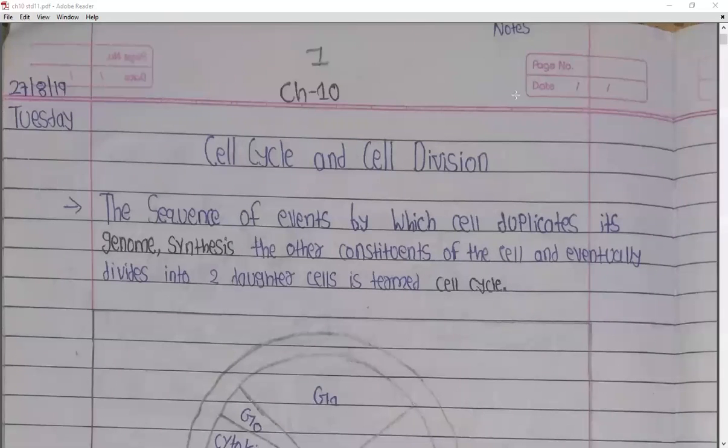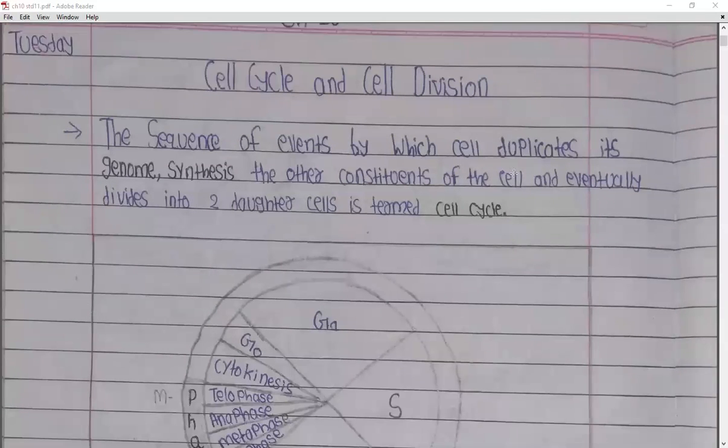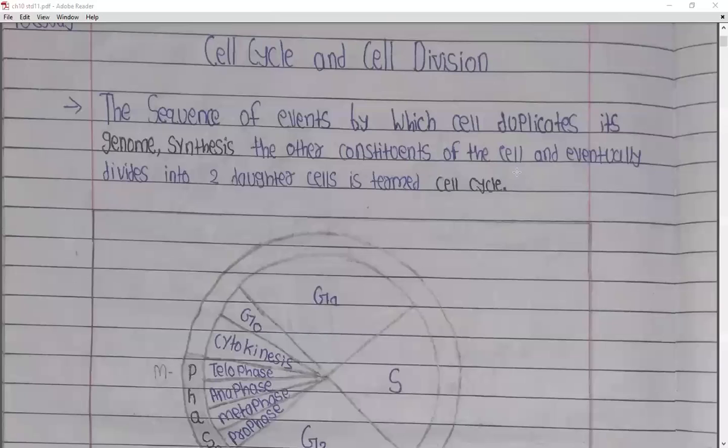Today we are going to see 11th science biology and we are going to start with a new chapter, chapter number 10, that is cell cycle and cell division, right? We have already completed the previous chapters, and if you wish to check my videos of the previous chapters, you can check my YouTube channel. So let's start with the introductory part of this chapter.